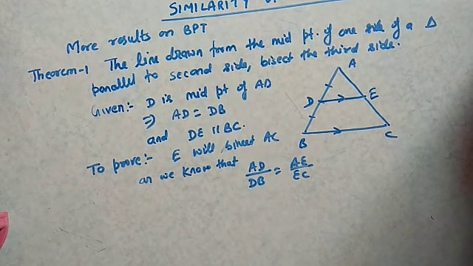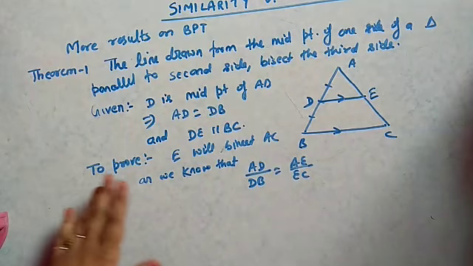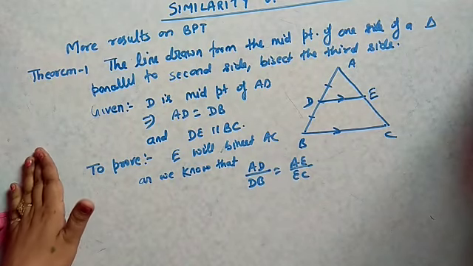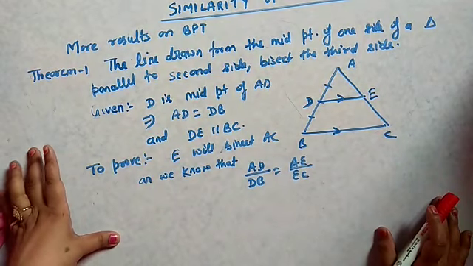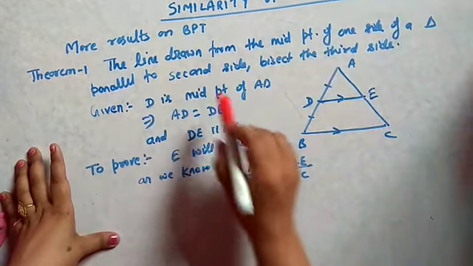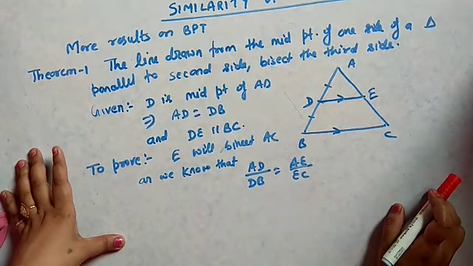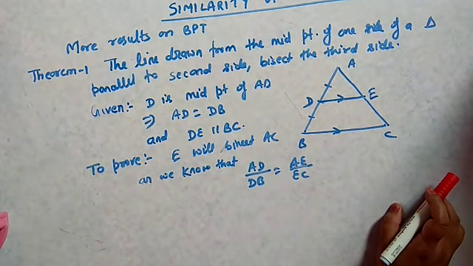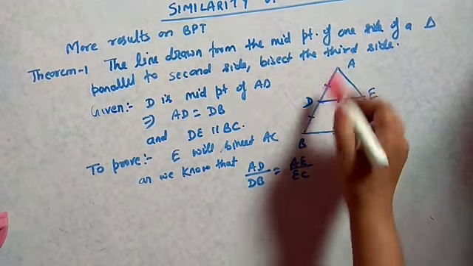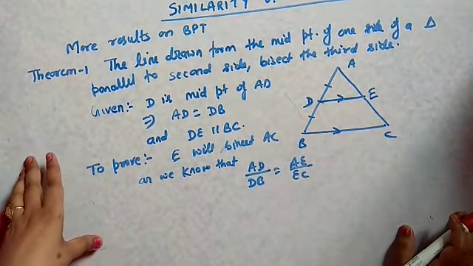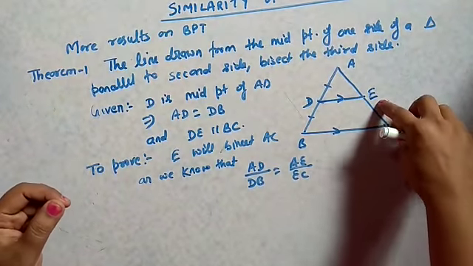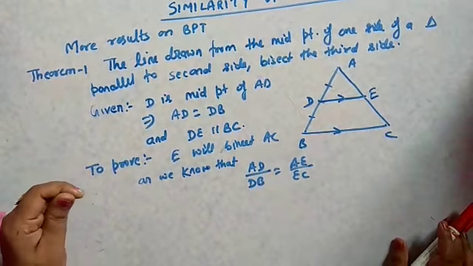Now we are going to discuss some more results that are based on the BPT theorem, in which the first theorem we have is: the line drawn from the midpoint of one side of a triangle parallel to the second side will bisect the third side. Means if it is given that D is the midpoint of AB and DE is parallel to BC, we have to prove that E will be the midpoint of AC.